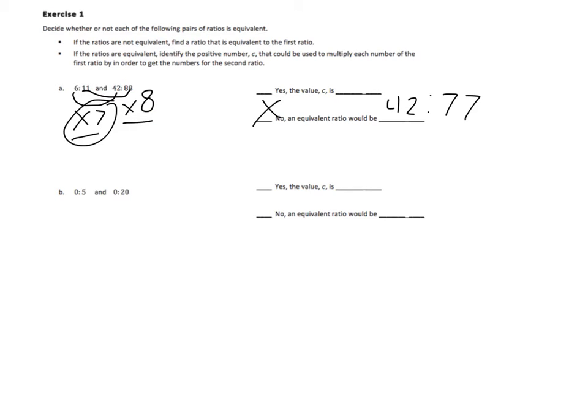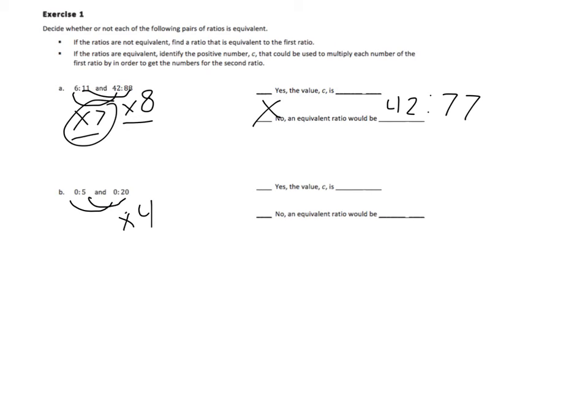Let's look at letter B. 0 to 5 and 0 to 20. Well, what number did we multiply to get from 0 to 0? Well, to multiply by 0, you can really multiply by any number. So it could have been any number. So let's look at the second one to see what that one would be. From 5 to 20, you multiplied by 4.